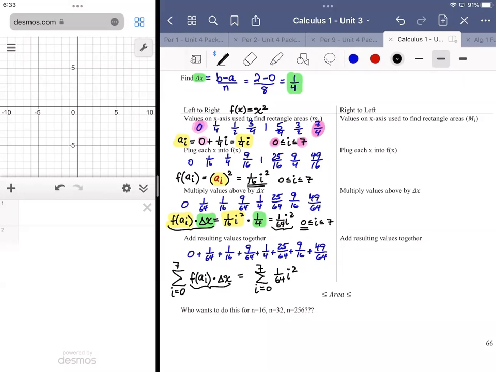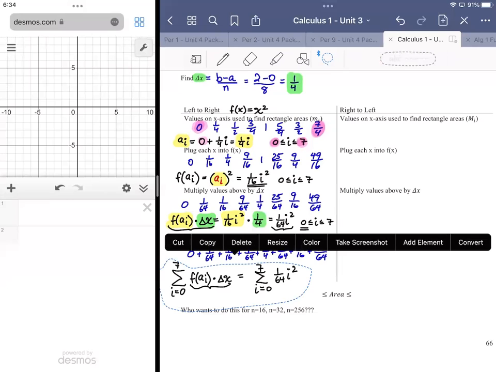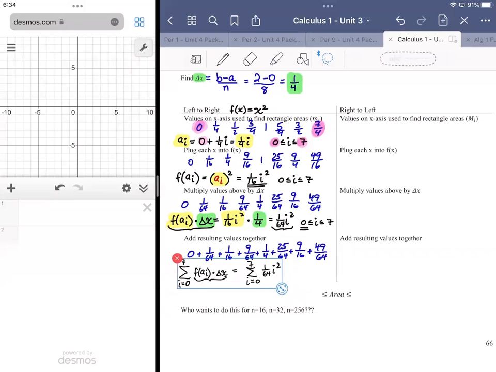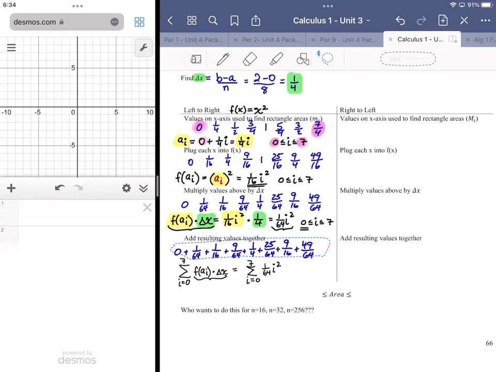But it's not just restricted to 7 rectangles. So we can modify this. We'd have to go back a step, but we can start thinking about how to modify this in order to end up with something that would be more universal. And that's what we're going to get to in a few minutes. But we also have to do this from the right side. So I could add up all these numbers here. I could take all these numbers and add them together.